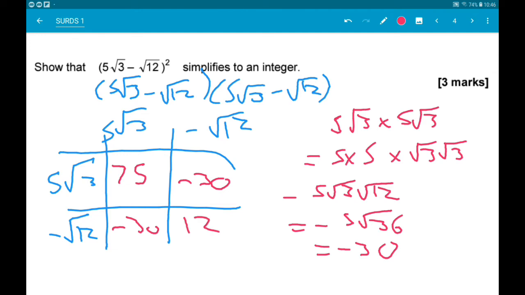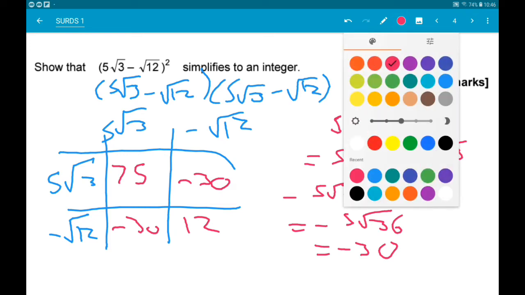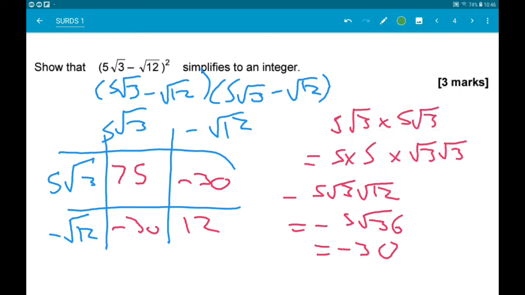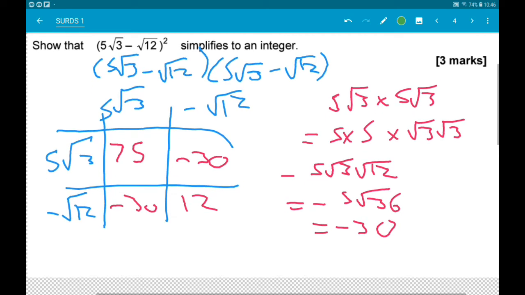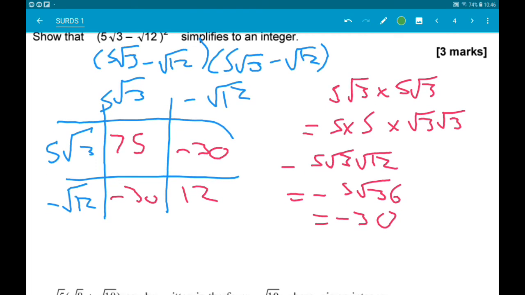So finally, our answer then is, well, 75 add 12 is 87. And then we have minus 2 lots of 30, so minus 60. And that gives us 27.